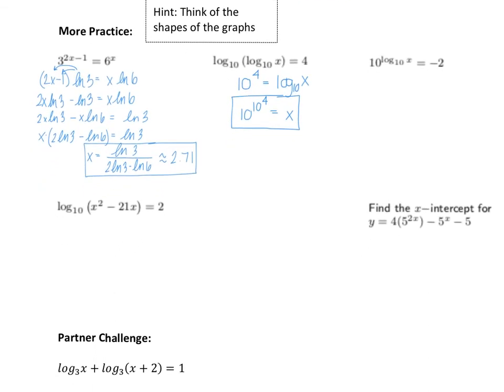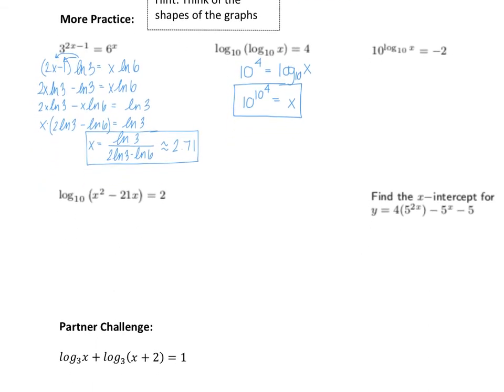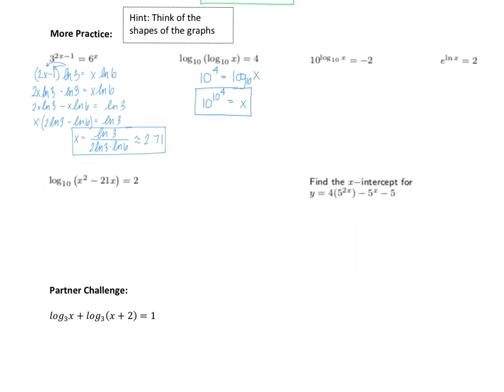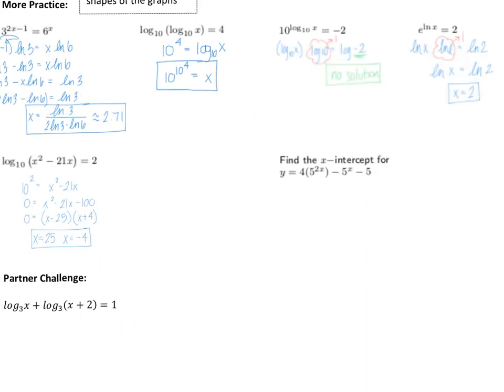I'm going to ask you to pause the video and try the next couple examples here. So I'll zoom out. So you have 10 to the log x equals -2. Yep. e to the ln of x equals 2. And then this log base 10 problem. Please try those and let's see how you do.